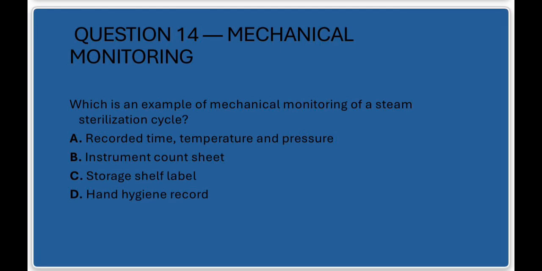Question 14. Which is an example of mechanical monitoring of a steam sterilization cycle? Option A, record time, temperature, and pressure. Option B, instrument count sheet. Option C, storage shelf label. Option D, a hygiene record.